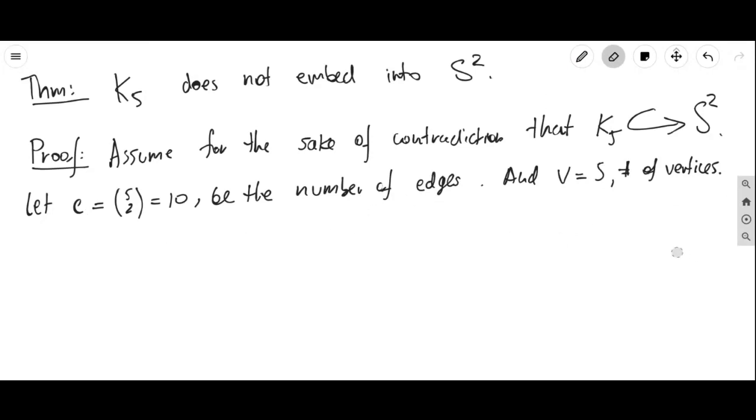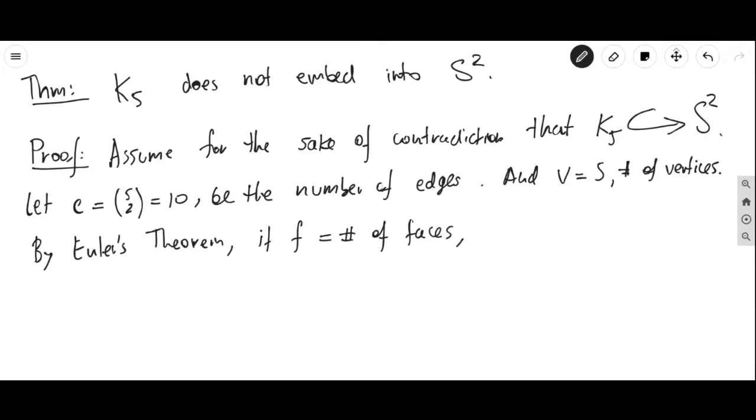So that would be the number of edges. This is the number of vertices. And then by Euler's theorem, if F is the number of faces coming from the embedding, so F is not part of this graph. This could be an abstract graph, right? This is some topological space, but it embeds into S2, and then you can visualize it as a subspace of S2, and then you can actually see those faces get formed. And then you just count the faces that get formed.